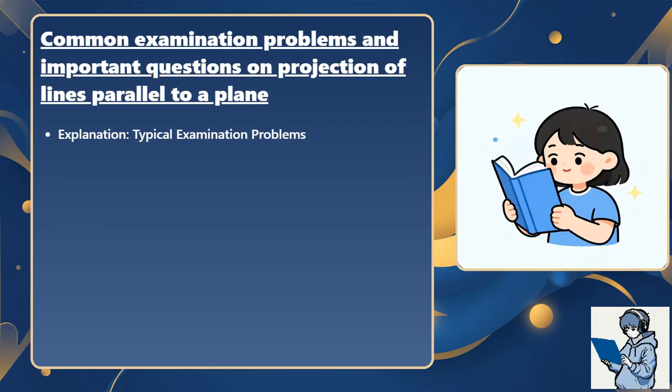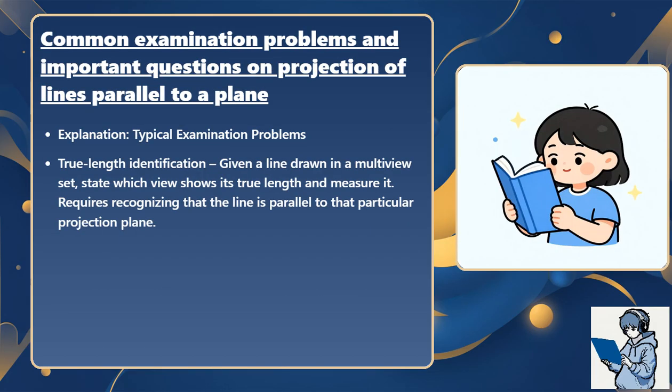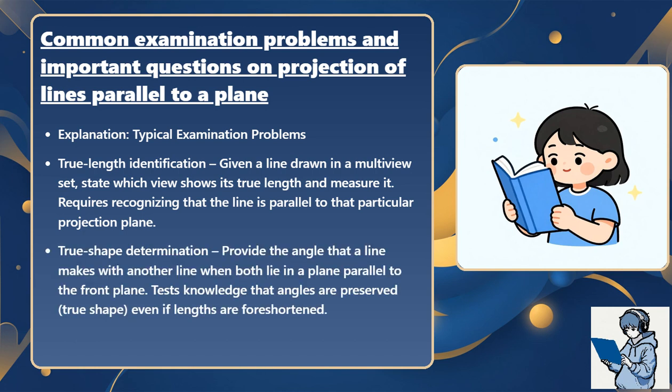Typical examination problems. True length identification: given a line drawn in a multi-view set, state which view shows its true length and measure it. This requires recognizing that the line is parallel to that particular projection plane. True shape determination: provide the angle that a line makes with another line when both lie in a plane parallel to the front plane. This tests knowledge that angles are preserved, true shape, even if lengths are foreshortened.